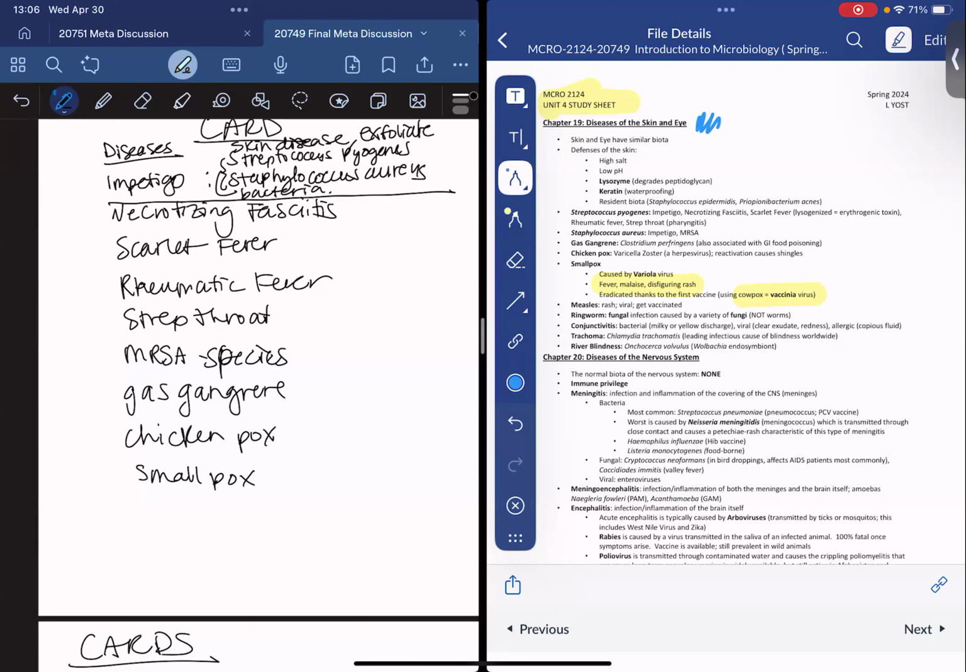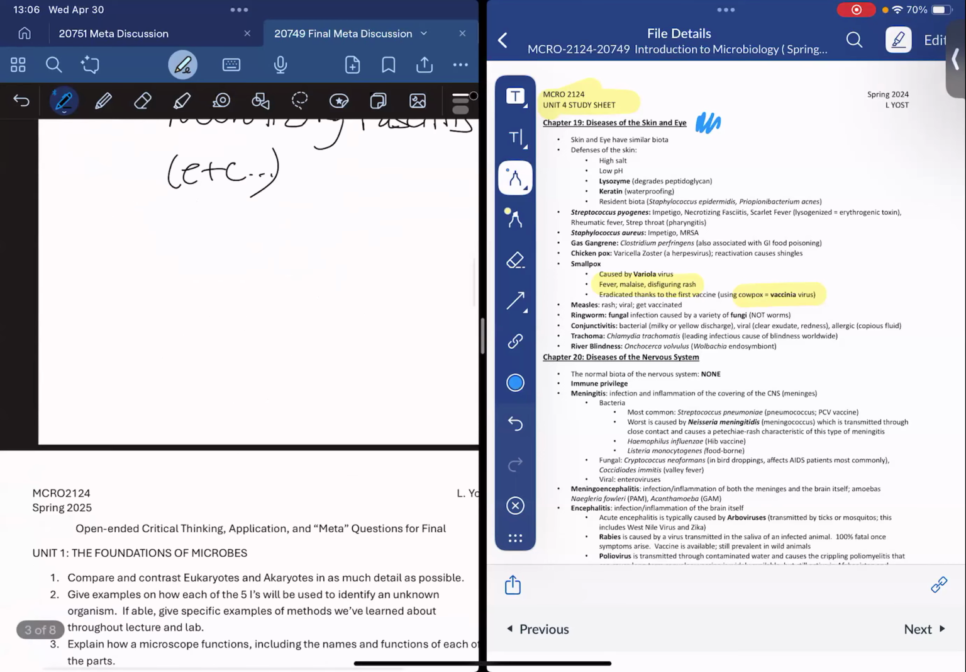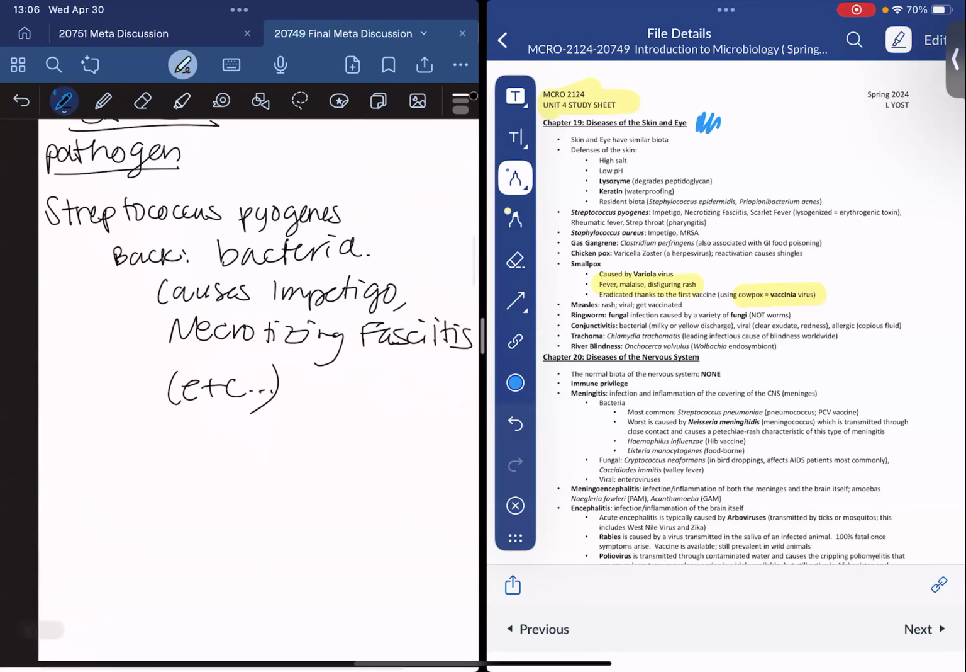You don't need to go into the exfoliative toxins. You don't need to go into the beta hemolytic or alpha hemolytic or anything like that, or the bacitracin, nothing like that. It's not on the study sheet. Those are too many details. I know we covered all that stuff, but it will not be on the exam. If it's not on here, it won't be on here, but you do need to know at least the basics.